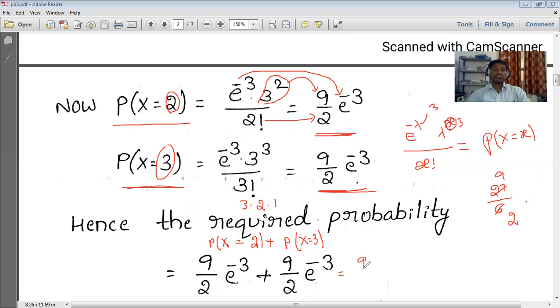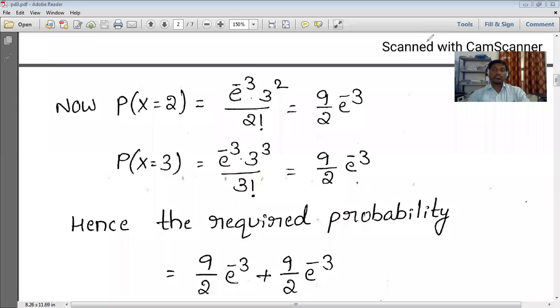So this is equal to 9 by 2 is the common one, and e power minus 3 plus e power minus 3 is nothing but 2 e power minus 3. So then the 2s will cancel. So this is equal to 9 into e power minus 3. So by using a calculator, you can find this value. Okay, so you have to use a calculator, and then you can write the value. So this is the maximum probability.